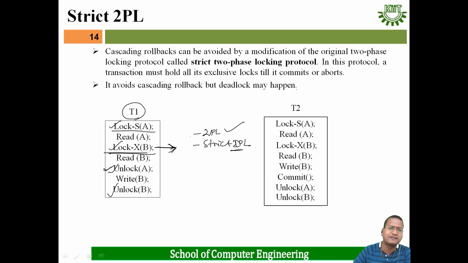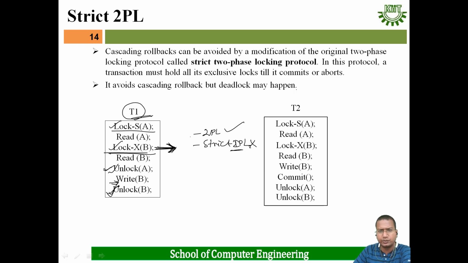For strict 2PL, whenever transaction T1 applies a write lock, an exclusive lock, it cannot unlock before execution of the commit statement. Here it is unlocking, but the commit statement is not there. That means strict 2PL is not maintained in this case.